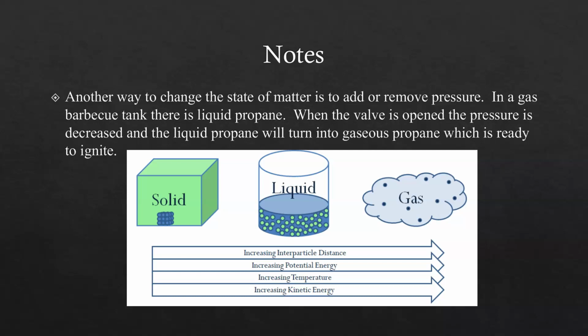Another way to change the state of matter is to add or remove pressure. So in a gas barbecue tank, we have liquid propane. When the valve is opened, the pressure is decreased, and liquid propane will then be able to turn into gaseous propane, which is easily able to ignite and cook your food.